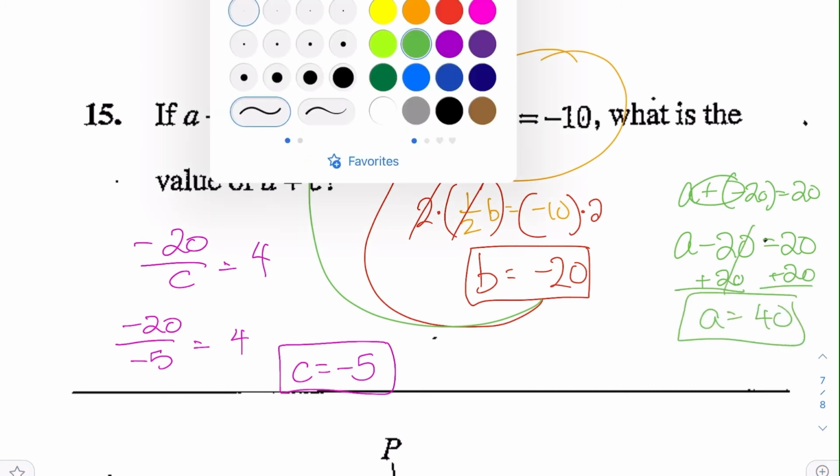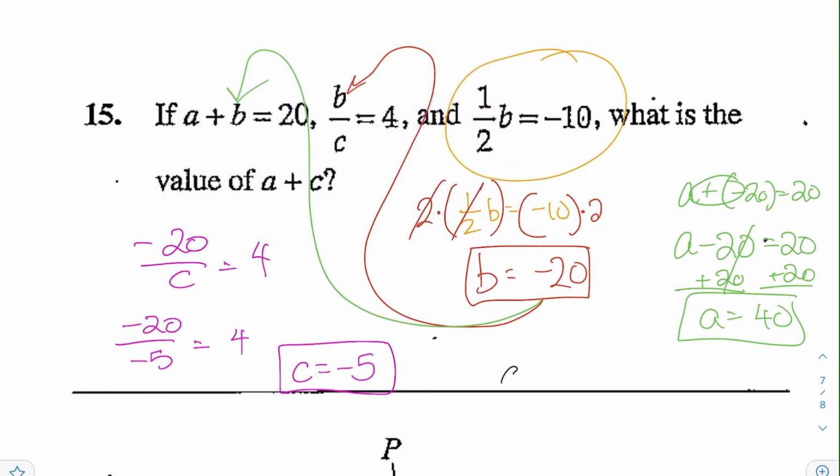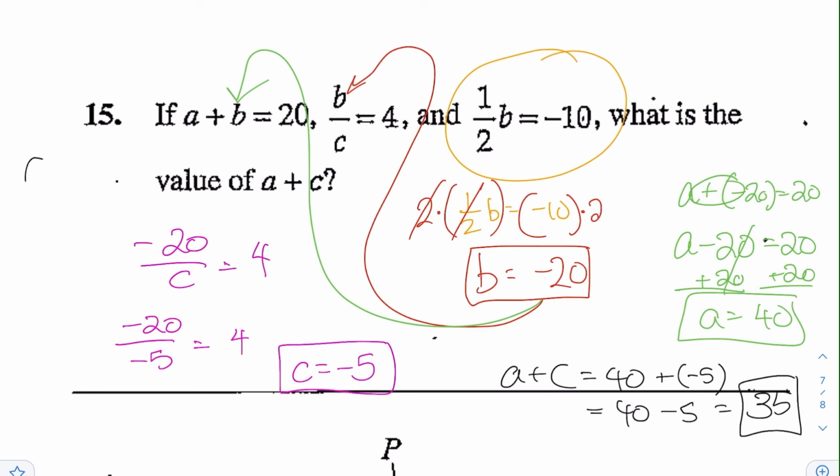So now you have all the info to solve for A plus C. A plus C is equal to 40 plus negative 5, or 40 minus 5. Again, you have adjacent opposite signs. 40 minus 5 is equal to 35. So A plus C is equal to 35 for number 15.